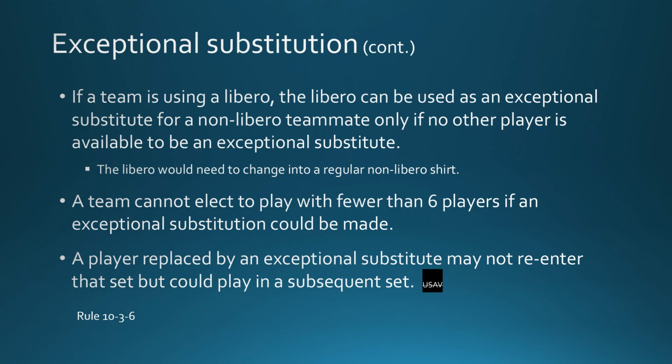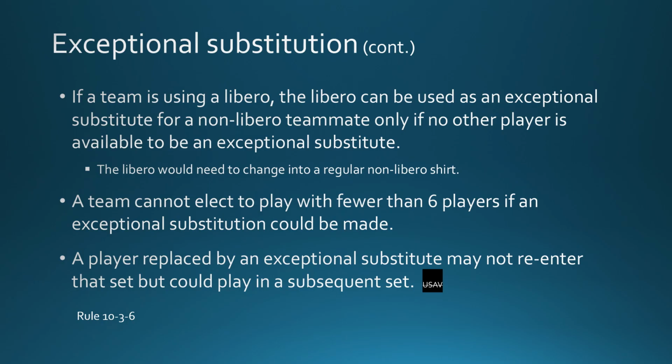then one of those players who's played in another position could be the exceptional sub. A libero could be used as an exceptional sub for a non-libero teammate, but that is the last option in the priority list. And of course, they would have to change into a regular color team jersey. A team cannot elect to play with fewer than 6 players if an exceptional substitution could be made.